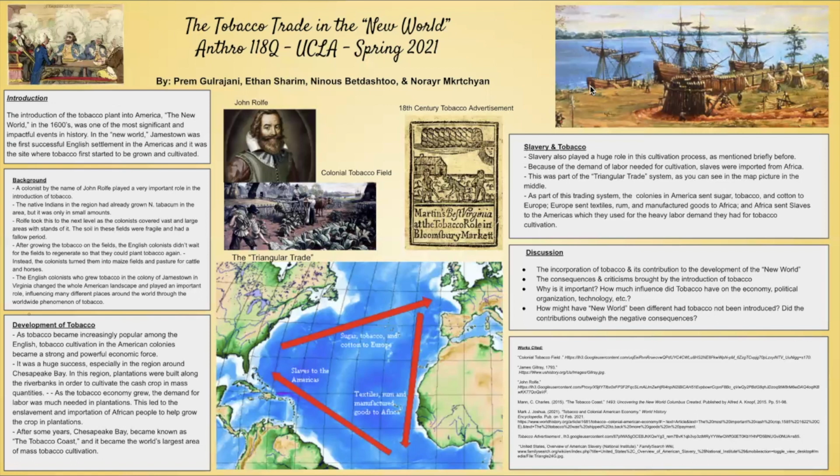So now we get into our discussion and basically summarize everything we have told you about today. First, let's talk about the incorporation of tobacco and its contribution to the development of the New World. Obviously, we've all reviewed the triangular trade before. We know its main purpose, and one of the main reasons it was vital for the success of the New World was that tobacco was a vital crop in the triangular trade.